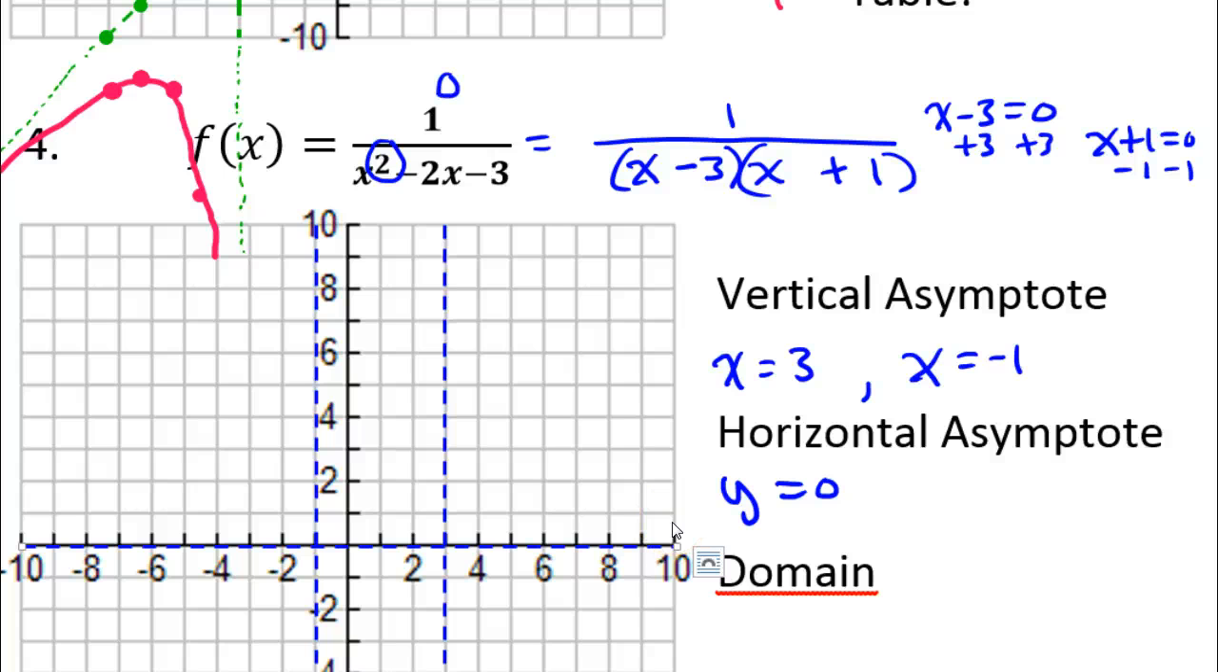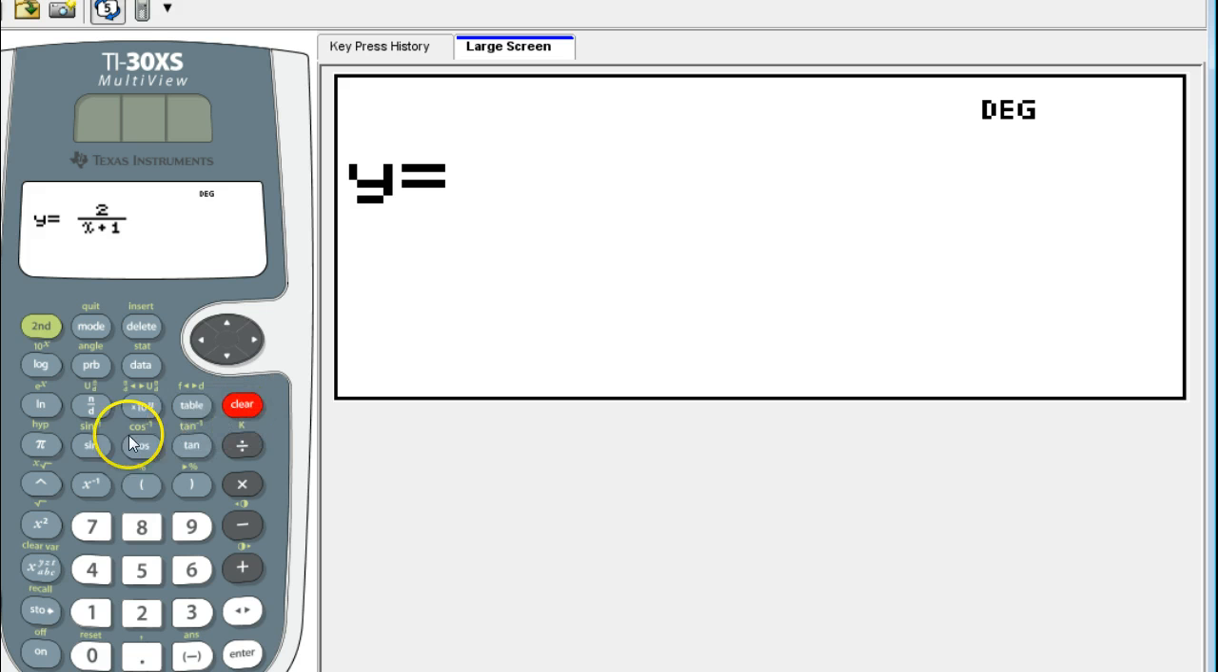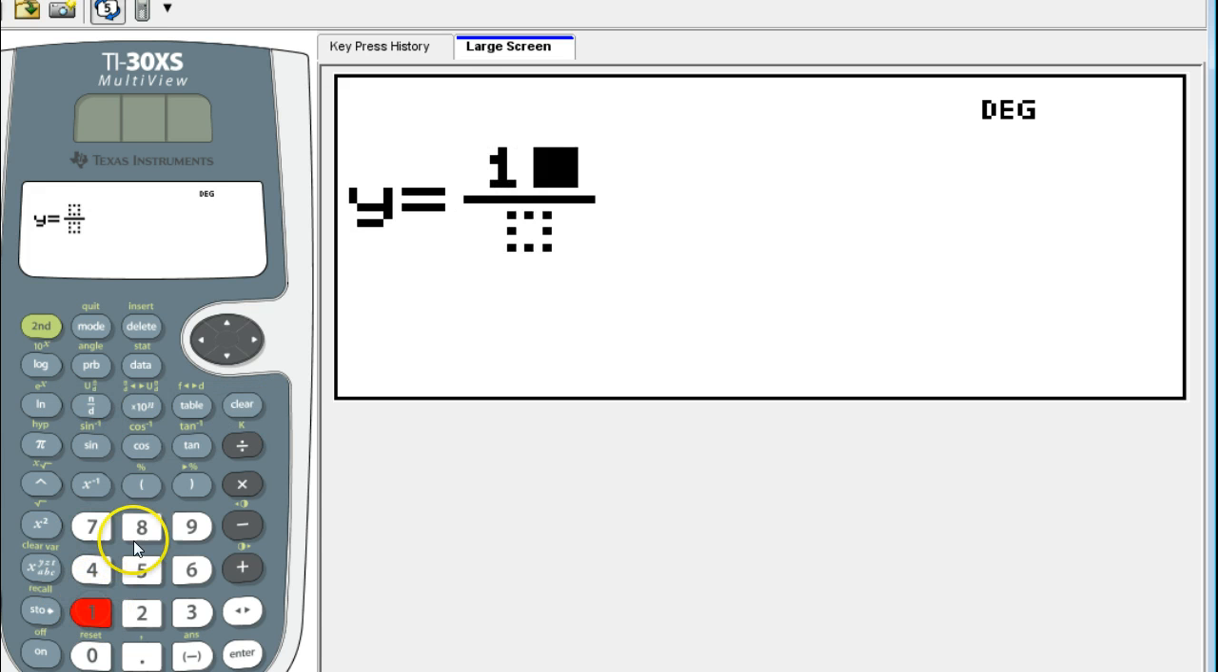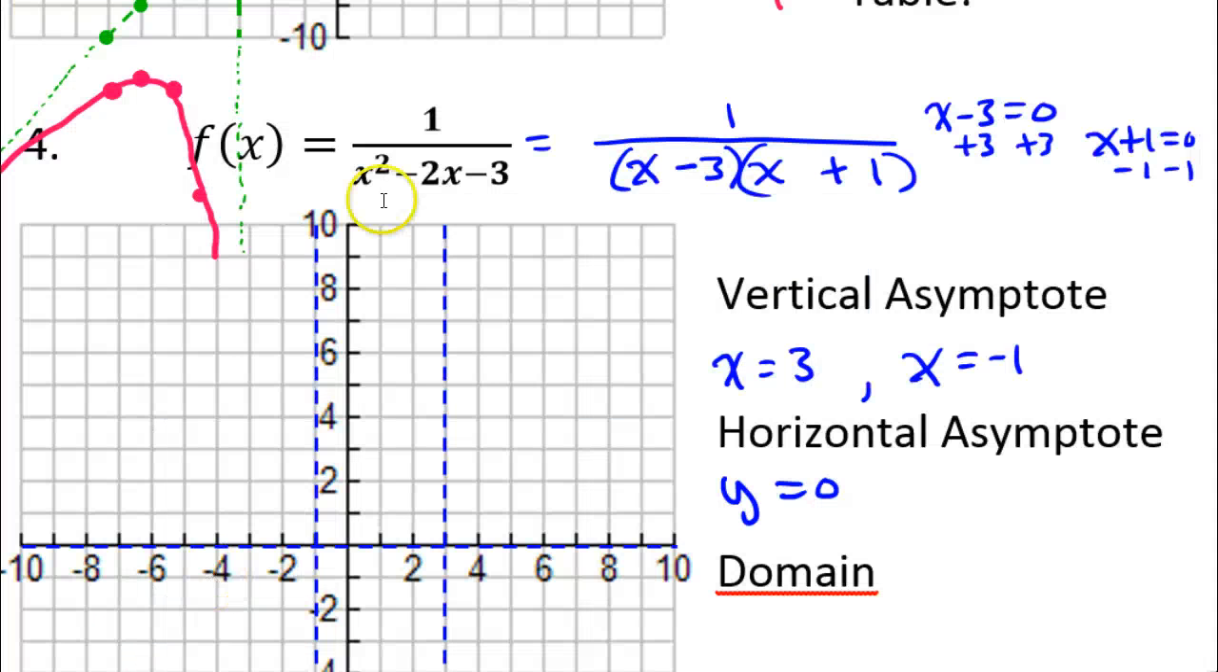So now it's time to plot a bunch of points. I'm just going to type this equation into my calculator and start plotting a bunch of points. So I've got 1 over x squared minus 2x minus 3. Let's see, is that right? Yes.